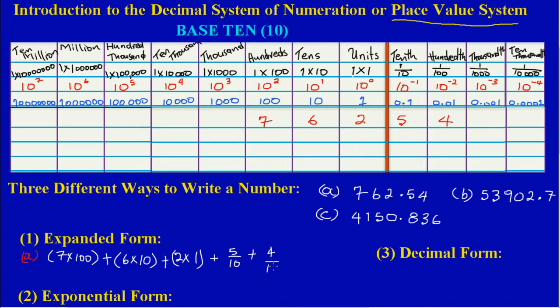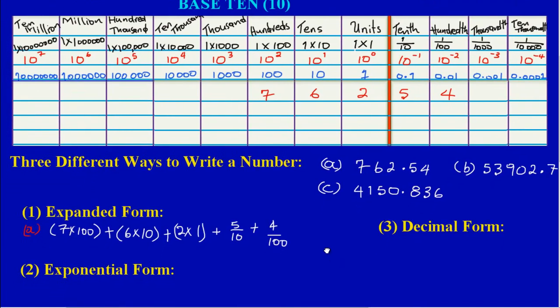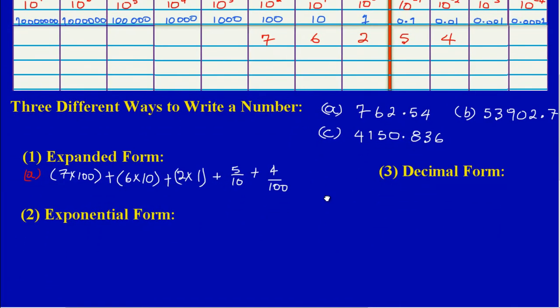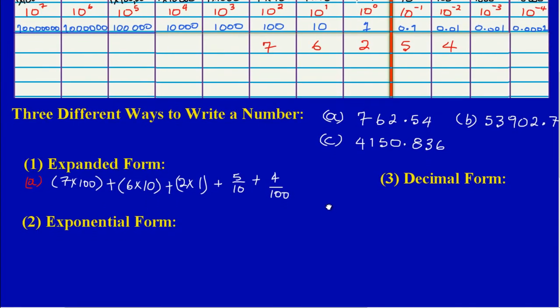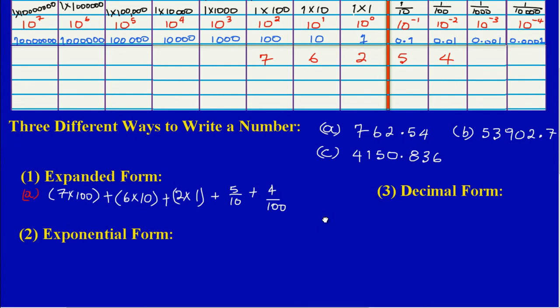Okay, that's 4 over 100, and it's that easy. So let's pull this up a bit and look at the second number in part B, and see how we would represent that number in expanded form.